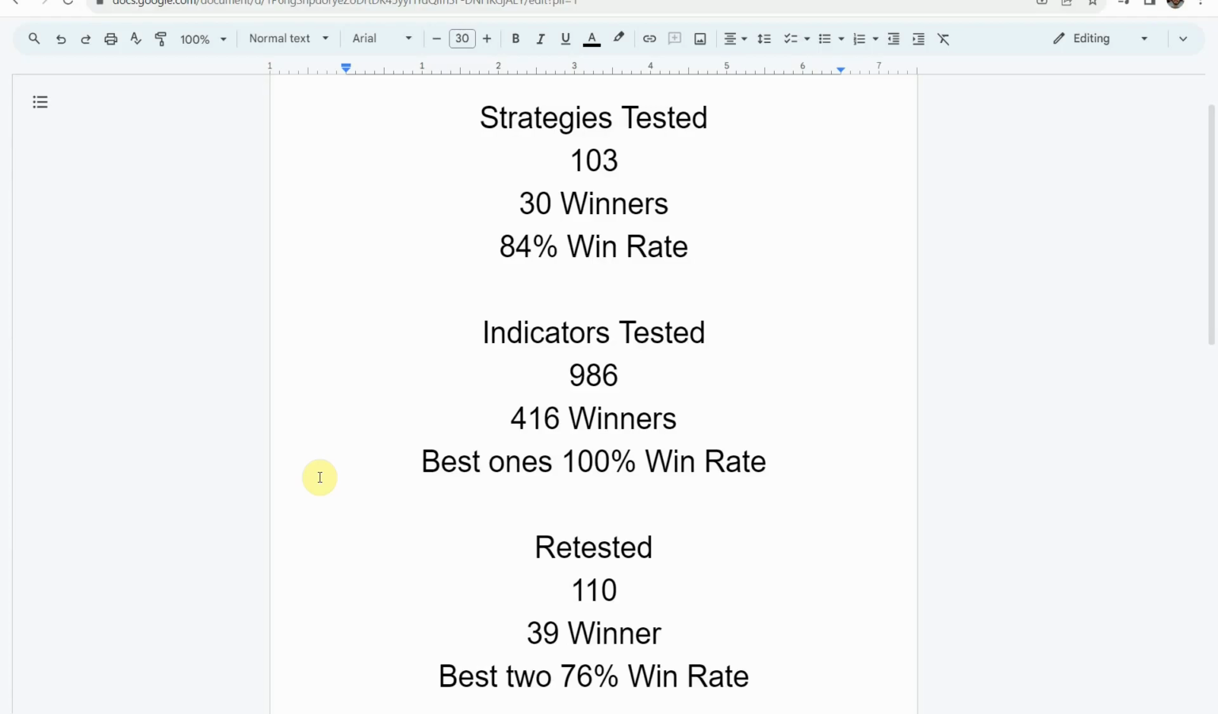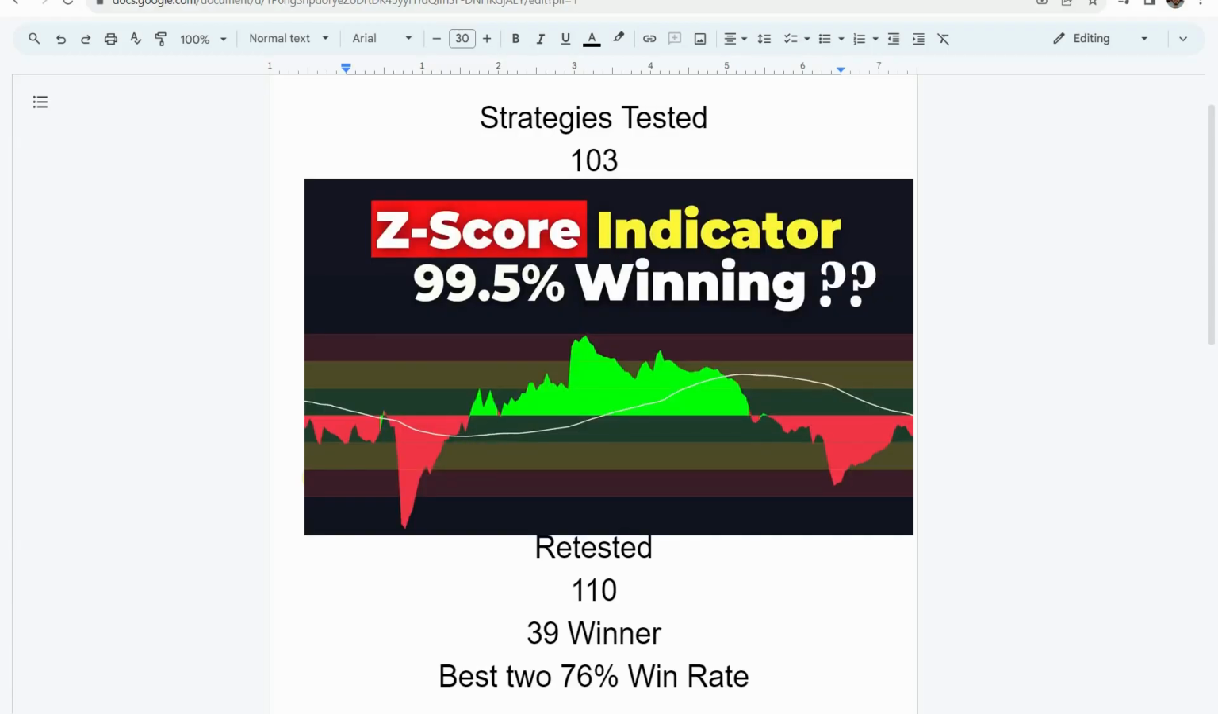That is the Academy of Forex indicator with the Z-score probability indicator. I will put a thumbnail of that video up on screen right now, and I will also link to it at the end of this video with that same thumbnail. That way you can go straight there and watch that video on the best strategy that we have tested so far.